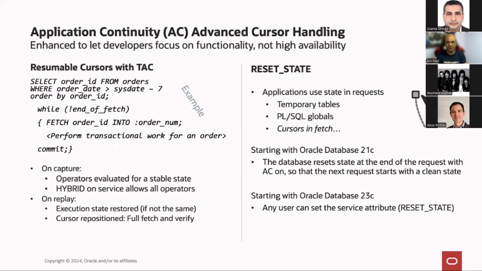Reset state is another thing. Applications use what we call temporary tables, PL/SQL globals, and all that. Starting with 21c, and further improved in 23c, the database will reset the state at the end of the request. That means it's much easier for Application Continuity to replay those if there is a failure.